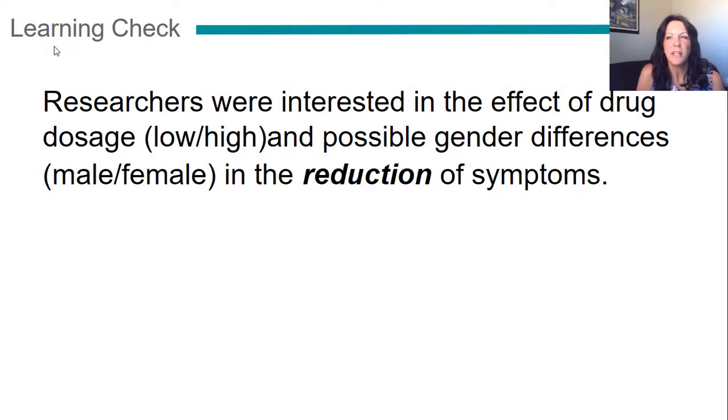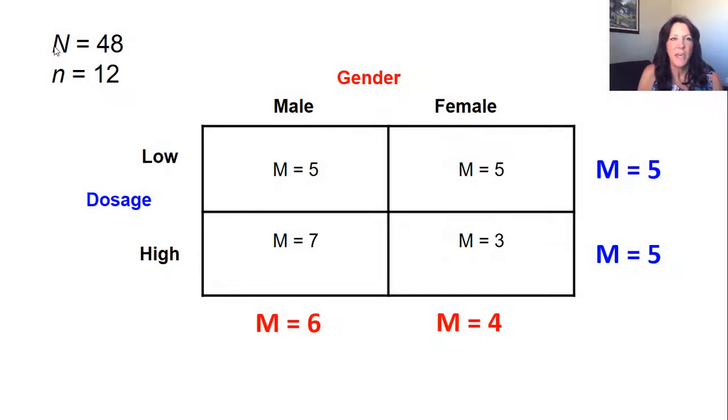Researchers were interested in the effect of drug dosage, low and high, and possible gender differences, male-female, in the reduction of symptoms. So they want to know if drugs helped to reduce negative symptoms. So here is our array. We have factor A is the dosage, low and high. Factor B is gender, male and female.